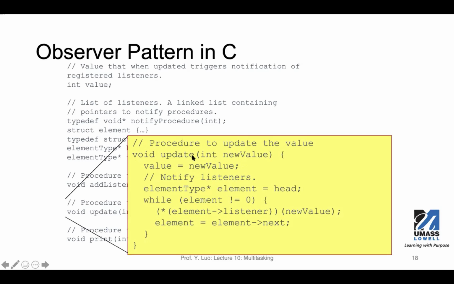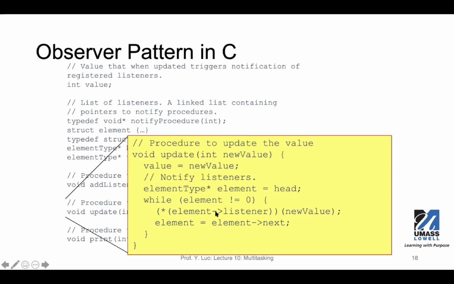This update procedure takes this new value as the input argument. And so this value here stores the new value. And we will then notify the listeners. And so we will go from the head. If there's no nodes created ever, this will be a null. So this while loop will be skipped. But if there's any node, we're going to start from the head. We're going to say, we'll call this listener.